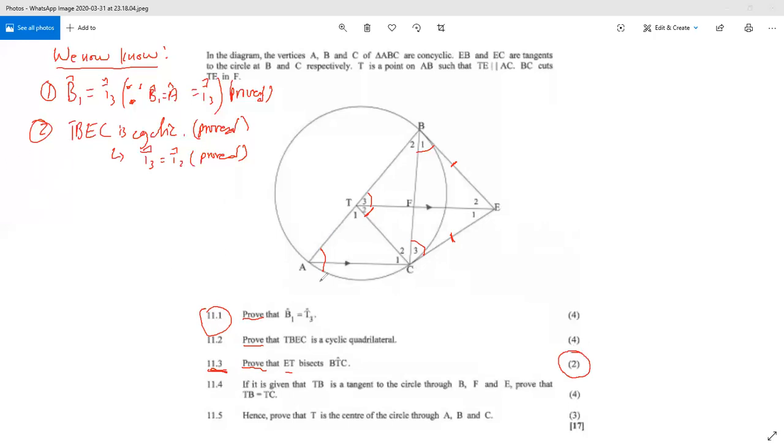So we're going to go ahead and say by 11.2 above, because we have proven it, we established that T3 is equal to T2. This is proved. Thus, TE bisects BTC.